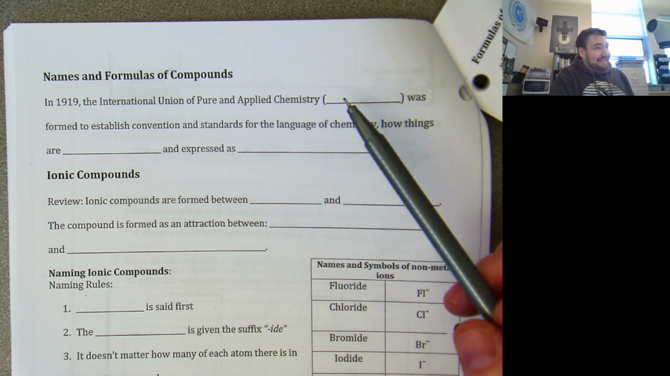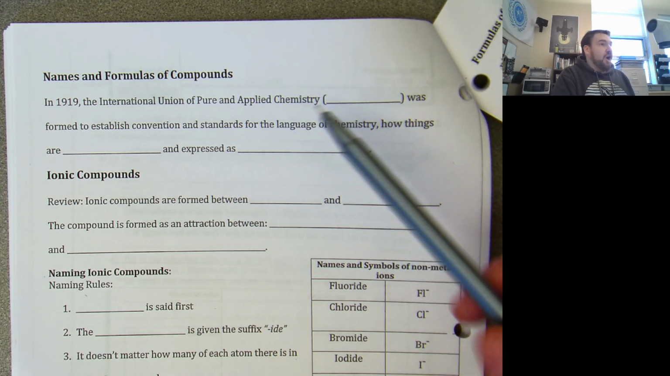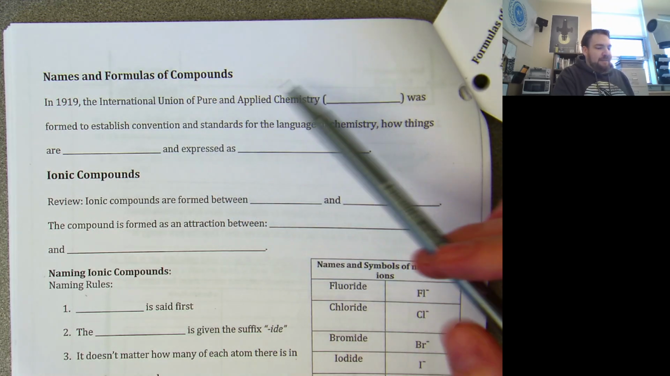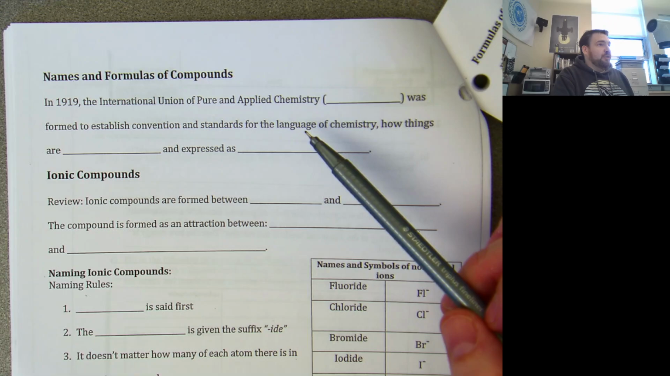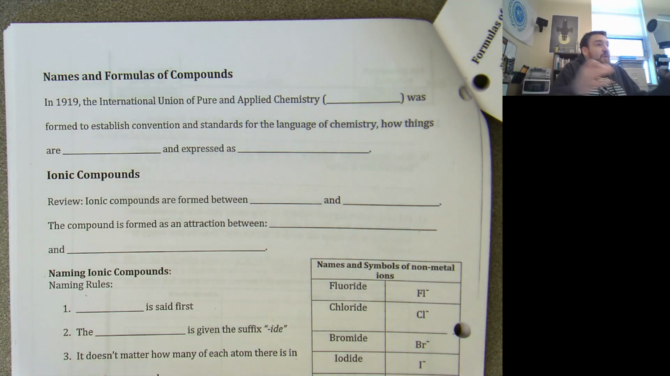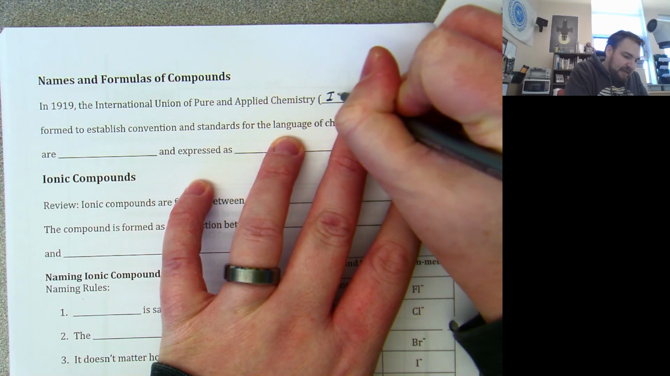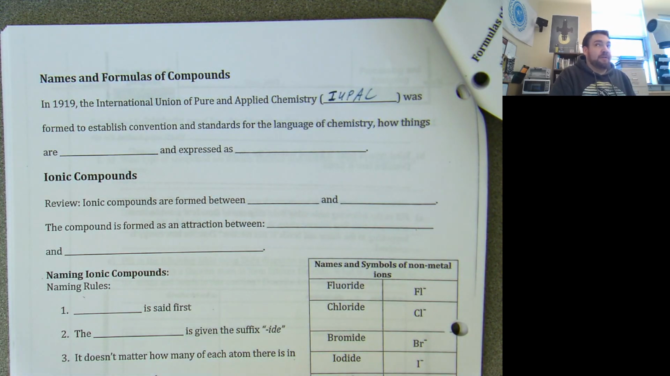So 1919, this is 106 years ago. There was a conference of a group of chemists called the International Union of Pure and Applied Chemistry. Chemists from all over the world got together and they said, we all speak our own languages, but we need to find a way so that all of us can communicate the same stuff the same way. That International Union of Pure and Applied Chemistry got abbreviated as IUPAC. IUPAC, it's like Tupac, but with an I instead of a T.